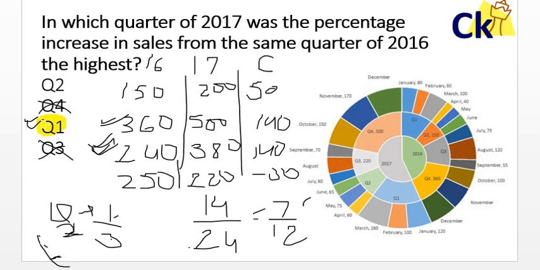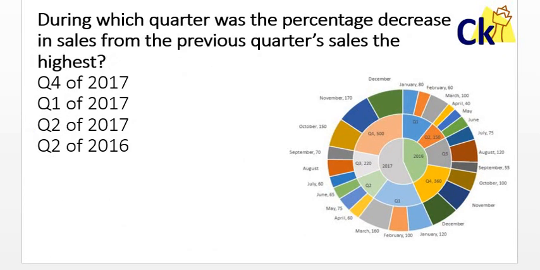I hope everyone has understood this. Now let's go to the next question. The next question says, during which quarter was the percentage decrease in sales from the previous quarter's sales the highest? Okay, percentage decrease in sales.